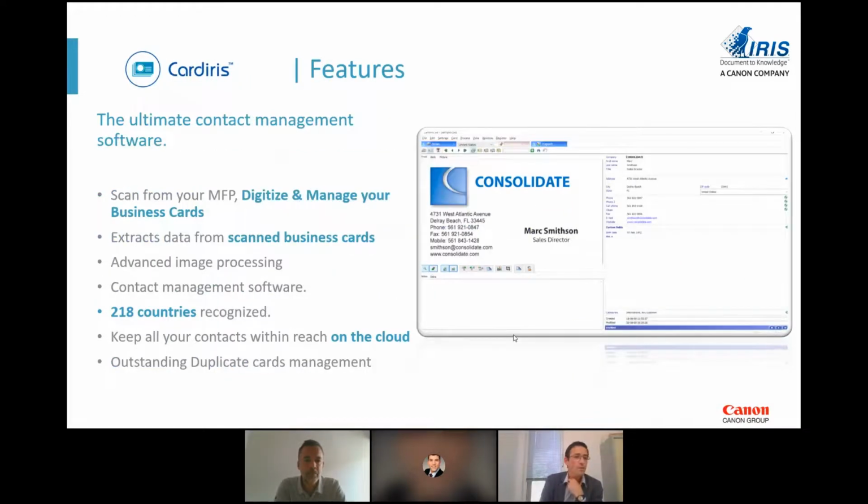And finally, a product that probably a lot of you don't know so much is the CardIris product, which is a contact management software where we digitalize business cards, and we then extract the info from business cards and put it into all the different fields, like consolidated would be the company name here, Mark the first name, last name would be Smithson, and then sales director. So we do that automatically.